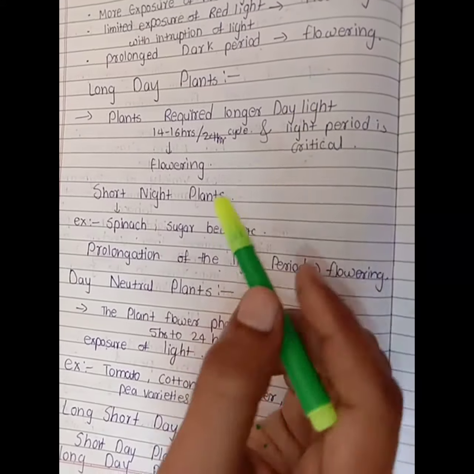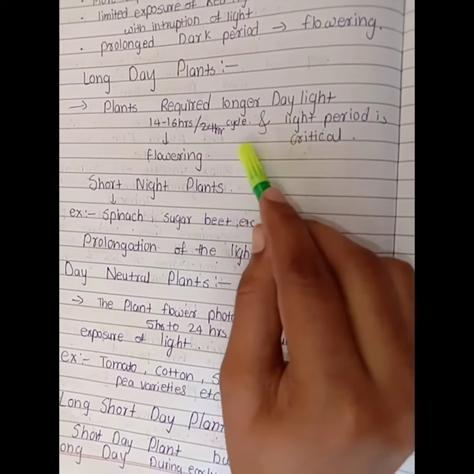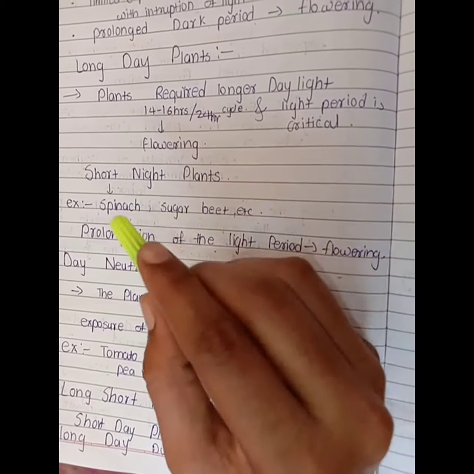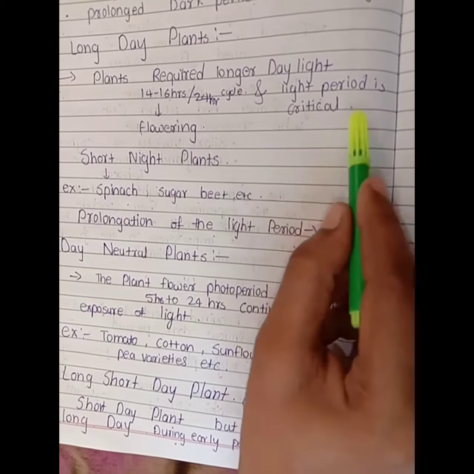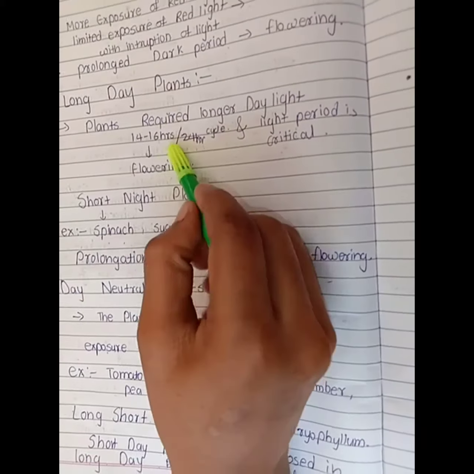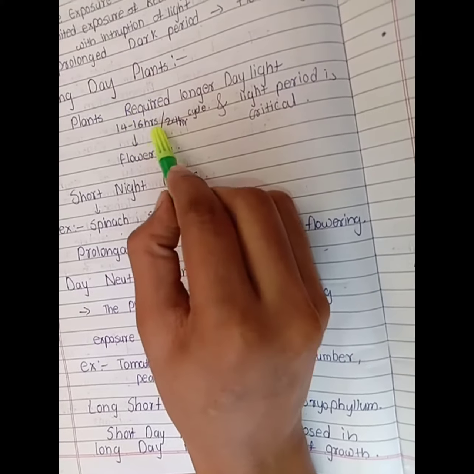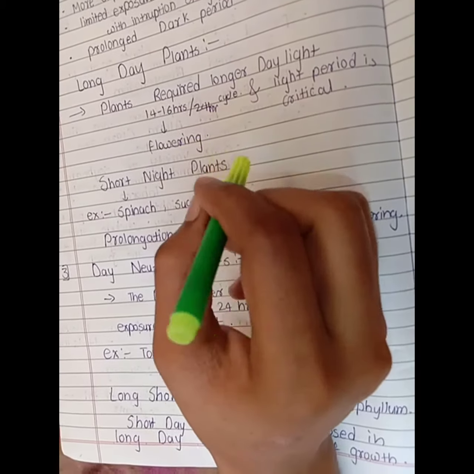Okay. And the light period is the critical. What is the critical? There are 24 hours present in a day, and some dividing time has to occur. This is called the critical time. Okay. Then if we provide more light, up to 14 to 16 hours, at that time flowering occurs.